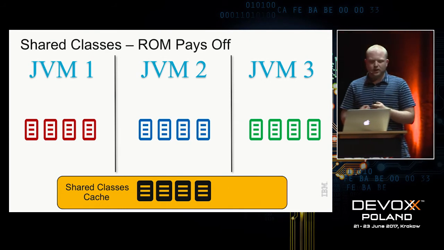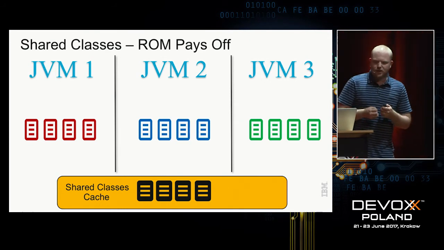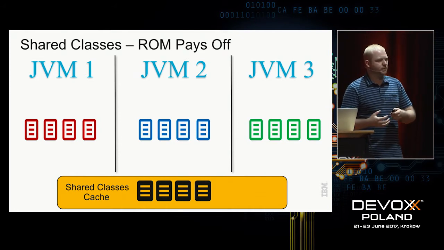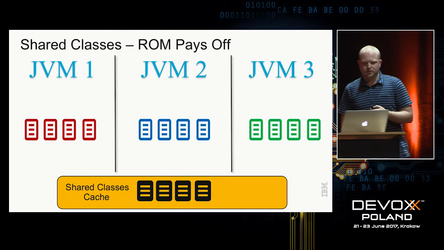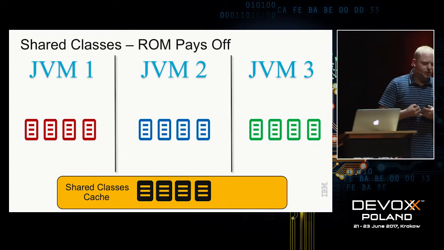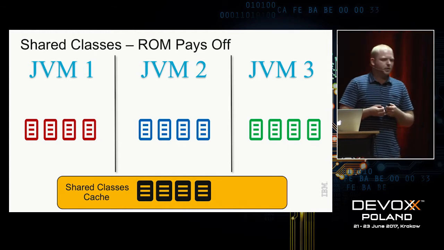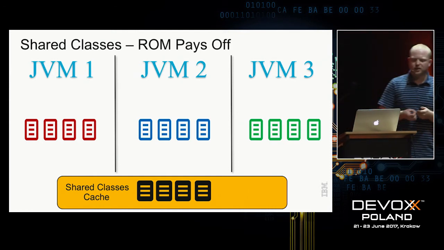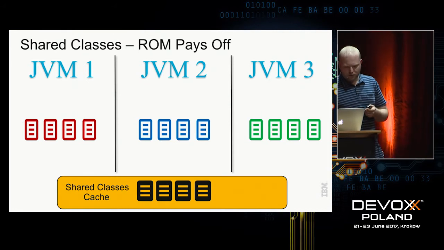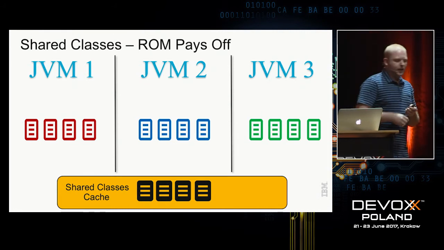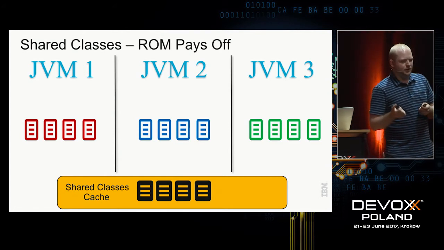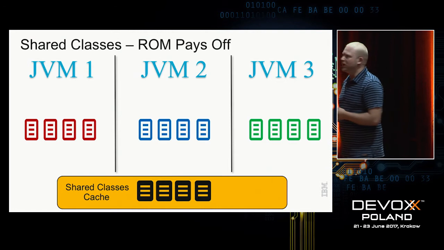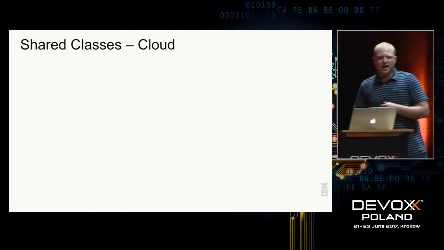The first one is footprint improvement. We see up to a 20% improvement in footprint because we share them across the JVMs. And another thing we see is startup improvement, because we no longer have to spend time creating ROM classes. We can just pick them right out of the cache, and we get a startup improvement from that. And there's one more application that is very interesting, becoming more and more interesting, which is the effect this can have in the cloud.